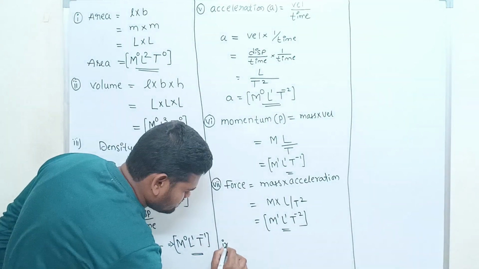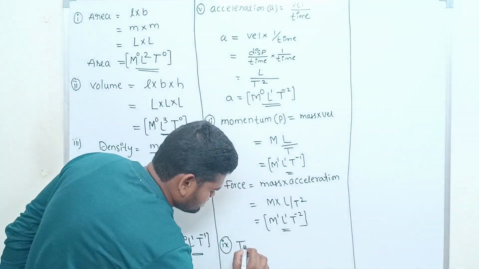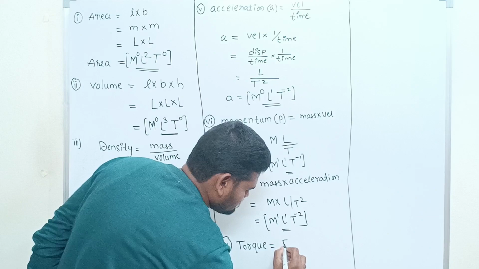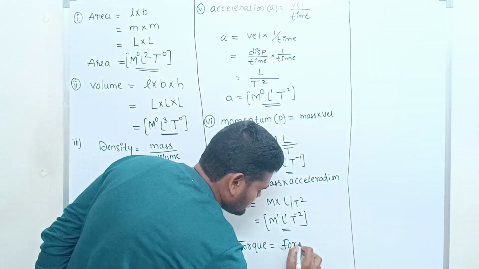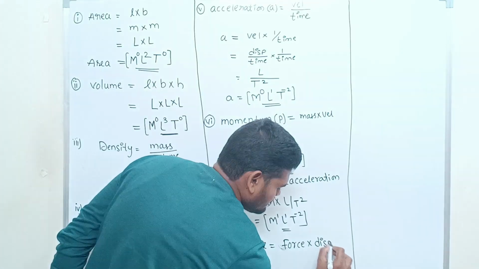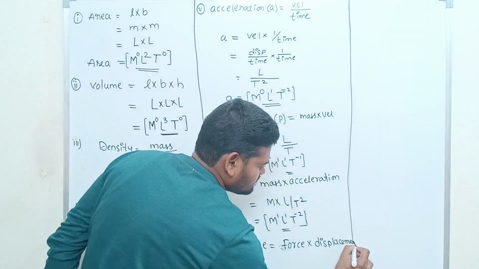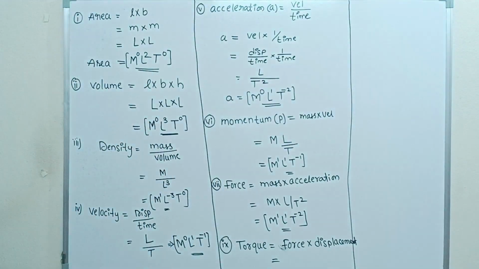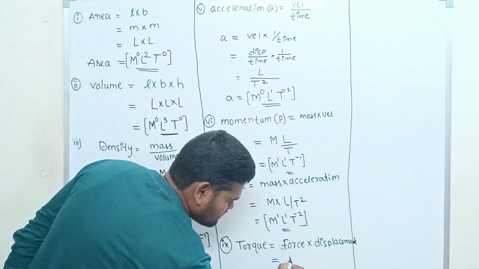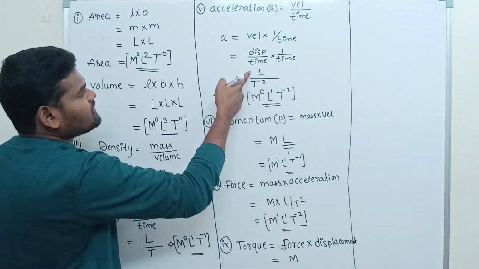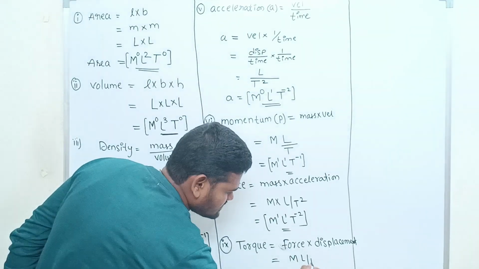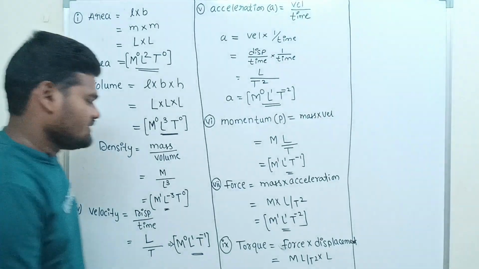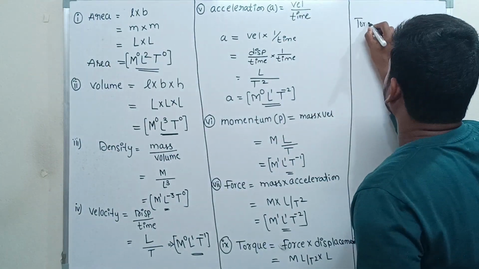Okay. Ninth one, torque. What is torque? Torque is equal to force into displacement. Force. What is the meaning of force? Mass into, are you able to see the board? Right. So force means mass into acceleration. Acceleration formula is what? L by T square. F is equal to ma into displacement L. Are you getting? Okay. So now torque is equal to what?